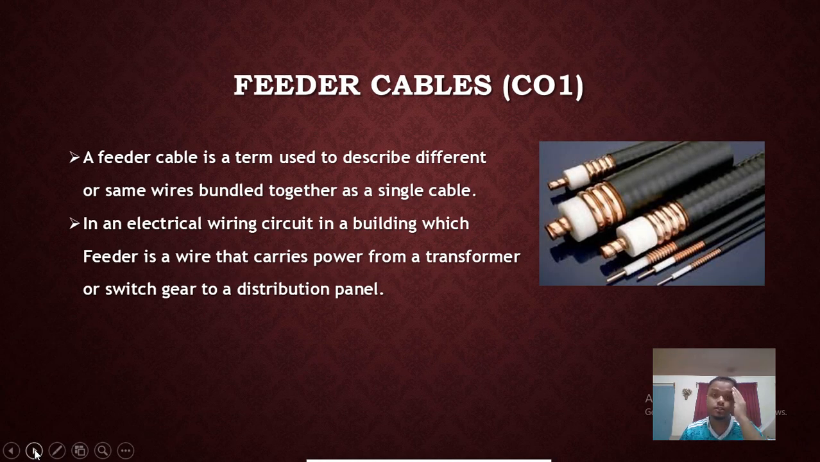So the first question is, what is feeder cable? A feeder cable is a term used to describe different or same wires bonded together as a single cable. In an electrical wiring circuit in a building, a feeder cable is a wire that carries power from a transformer or switchgear to a distribution panel.